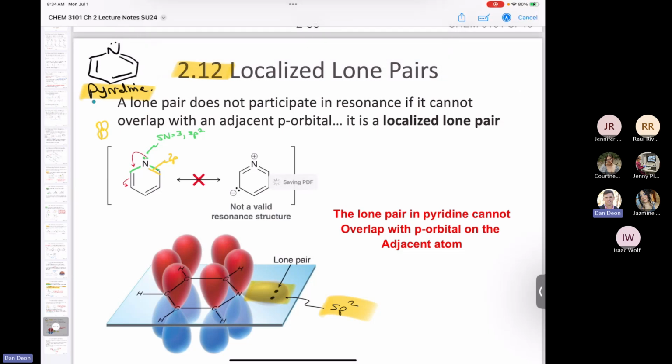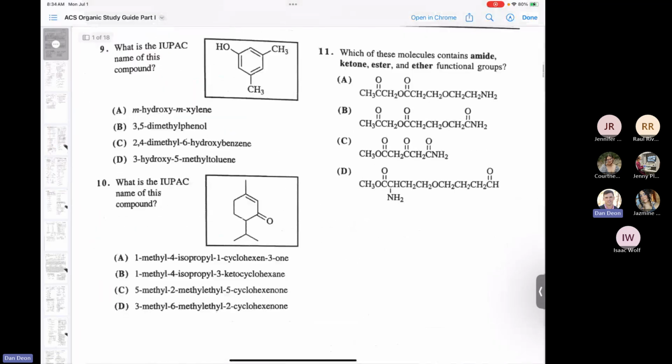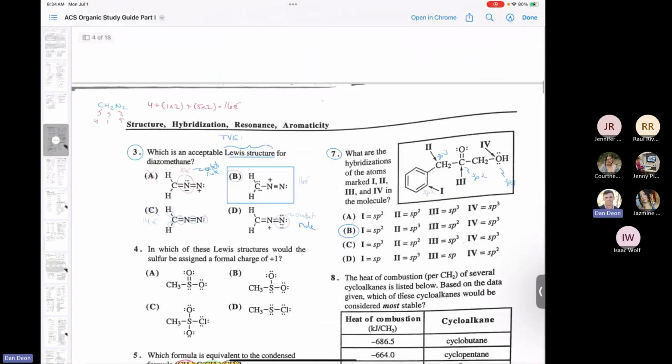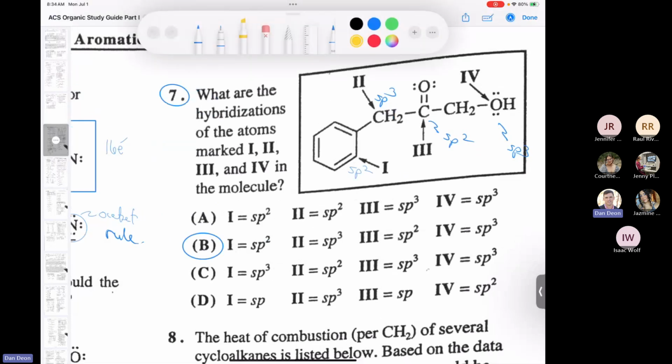All right, let's go back to the study guide. I think my chapter's mixed up here. Okay, so we've got that one down. So just a little bit about hybridization. You should know how to identify the hybridization of a carbon or a nitrogen or an oxygen. So make sure you're able to do that.